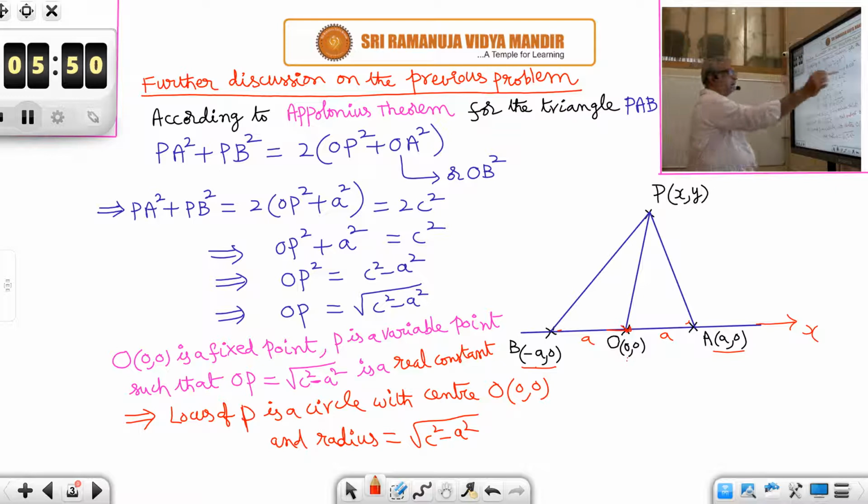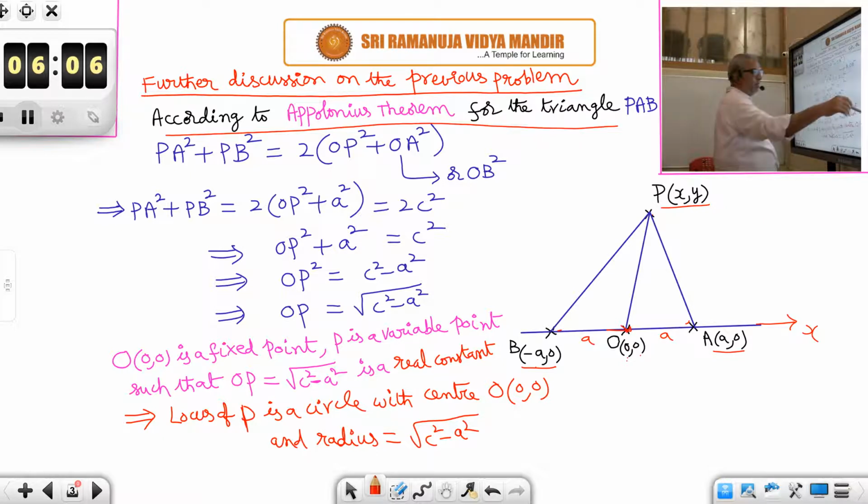Now P is a point on the locus. Let it be x, y. So join PA, PB. So consider the triangle PAB. According to Apollonius theorem for the triangle PAB, you remember, PA square plus PB square is equal to 2 times OP square plus OA square. OA square you can write, or OB square also you can write, because both are the same. Origin is the midpoint. That is what is called Apollonius theorem.